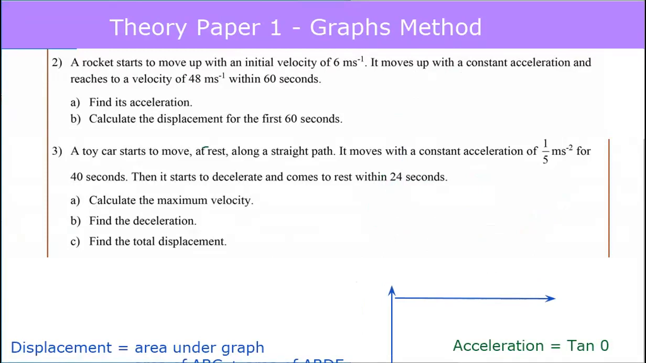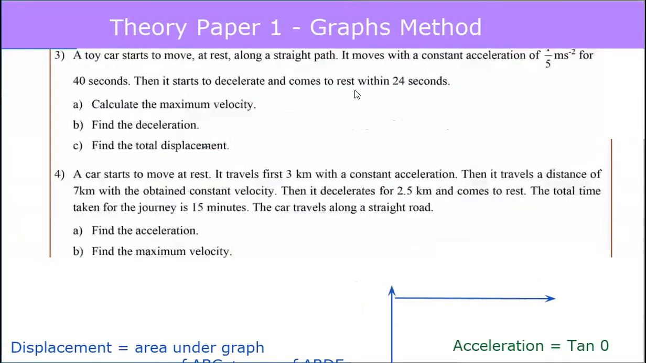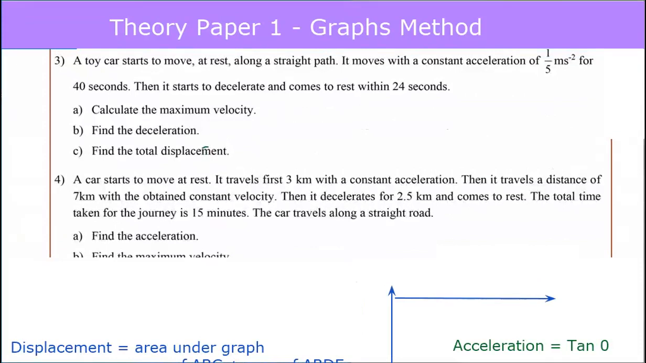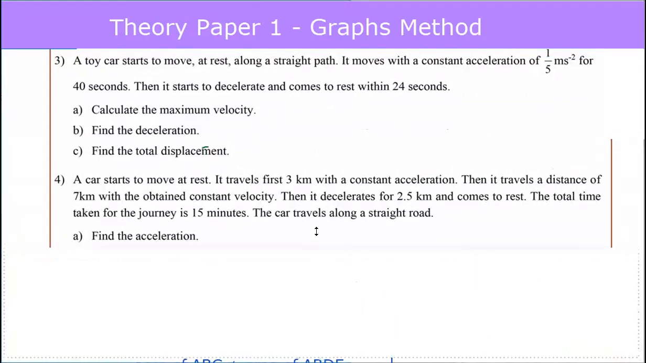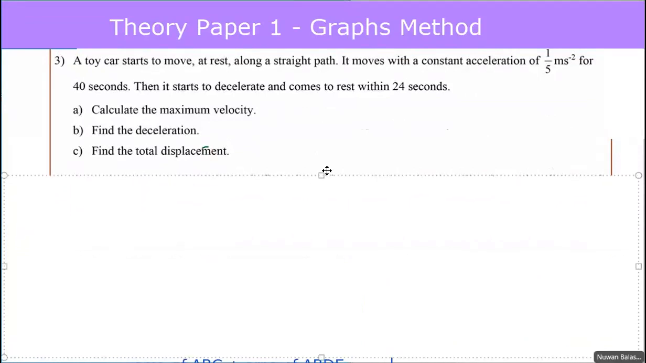A toy car starts to move at rest along a straight line path, right? It moves with the constant acceleration of 1/5/4 for the first 40 seconds. Then it starts to decelerate and comes to rest within 24 seconds.